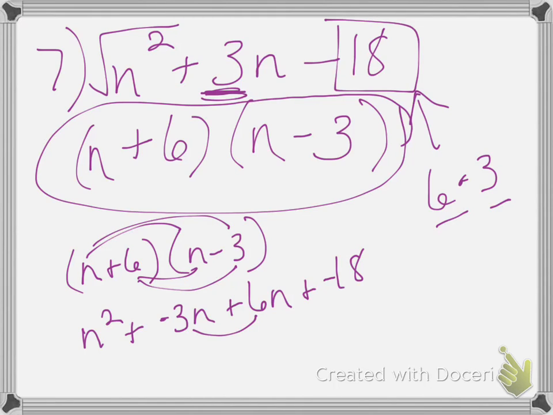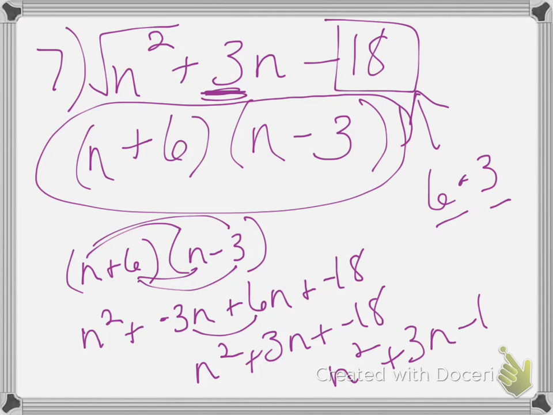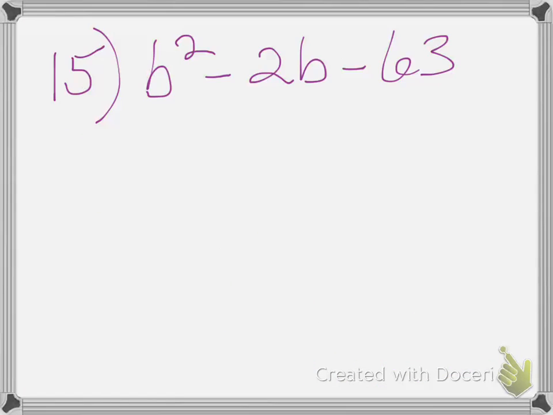When I add those together, I get n squared plus 3n plus negative 18, which I'm going to change to n squared plus 3n minus 18. Does that make more sense now as to why we have the signs that way?